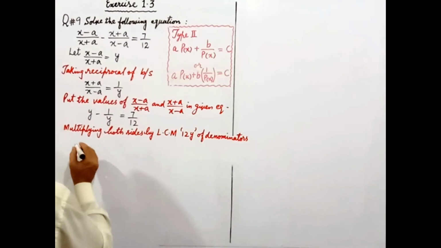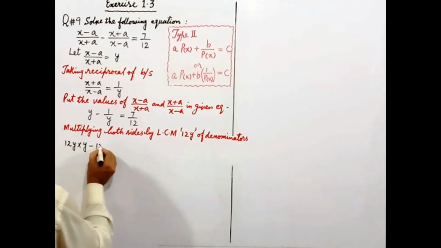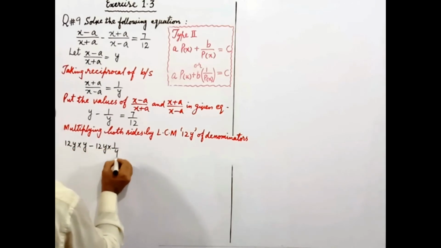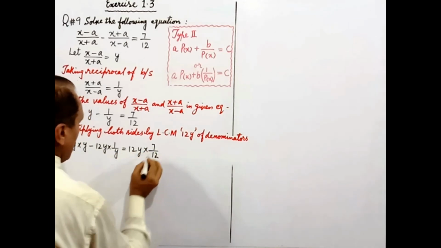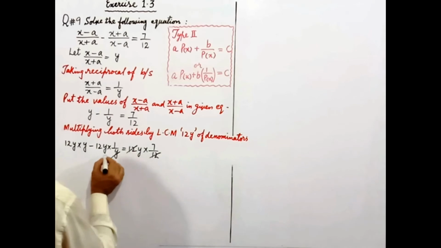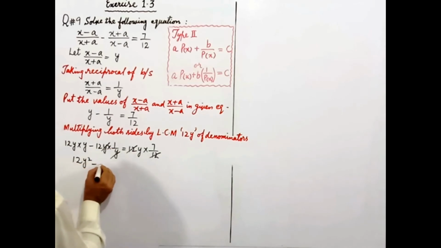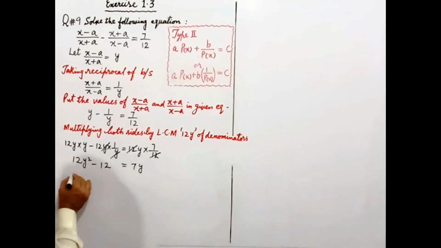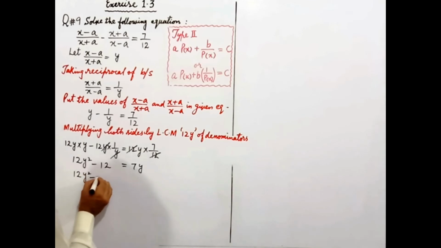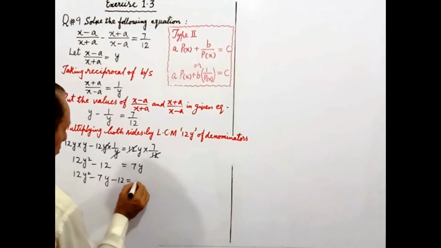We have 12y multiply y minus 12y multiply 1 over y is equal to 12y multiply 7 over 12. 12 is cancelled by 12, y is cancelled by y. We have 12y square minus 12 is equal to 7y. Writing in standard form, we take 7y to the left hand side: 12y square minus 7y minus 12 is equal to 0.